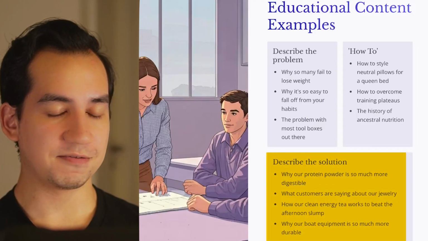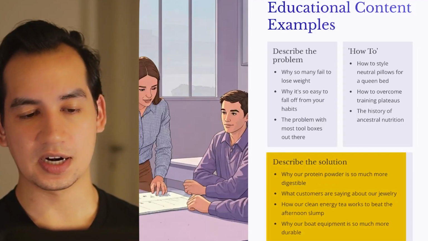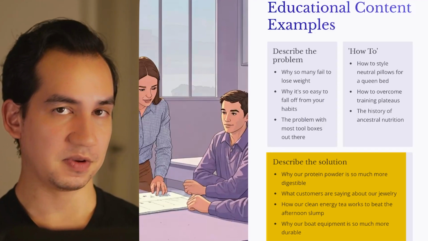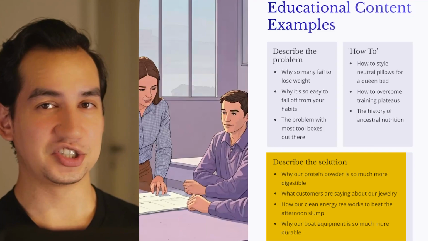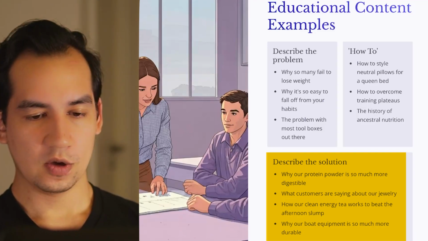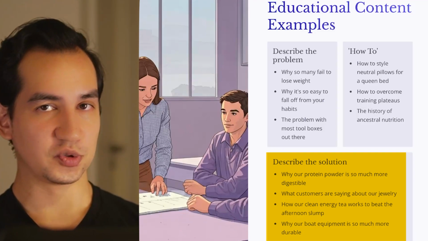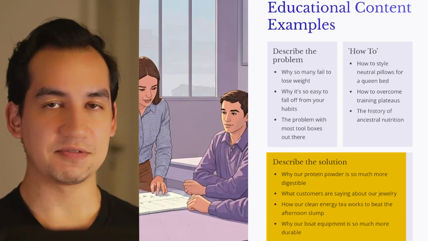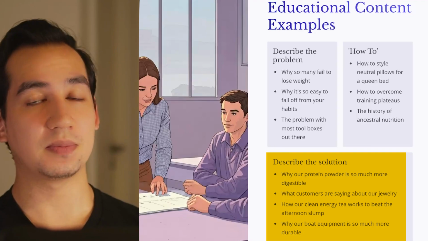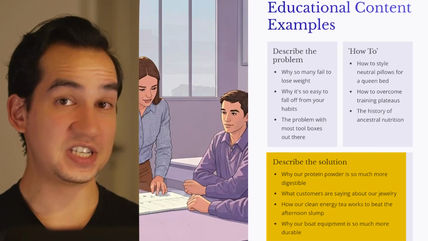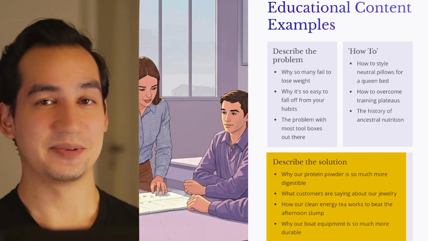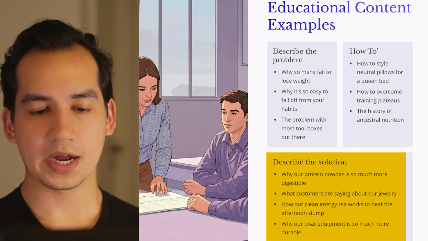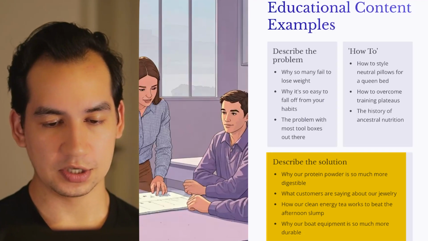All right, and finally, describing the solution. Now for example, why our protein powder is so much more digestible, if their main problem is the digestibility of different protein powders. What customers are saying about our jewelry, so this would be like customer reviews. How our clean energy tea works to beat the afternoon slump, if the main problem of your consumers is finding some sort of tea to help them beat the afternoon slump, you get tired in the afternoon. Last example, why our boat equipment is so much more durable.